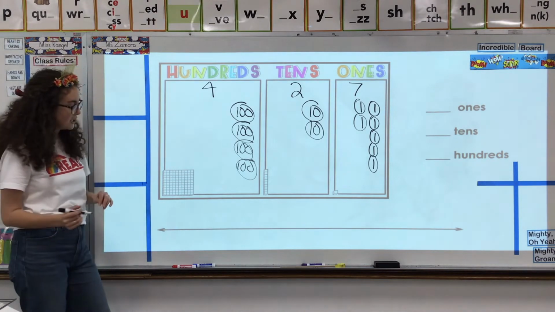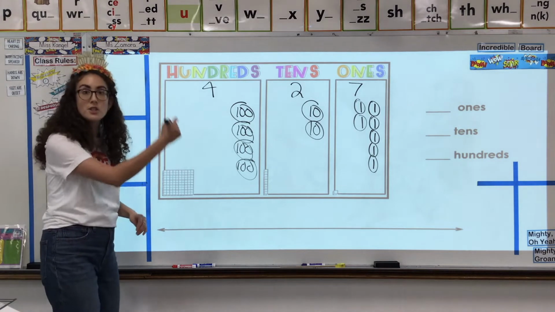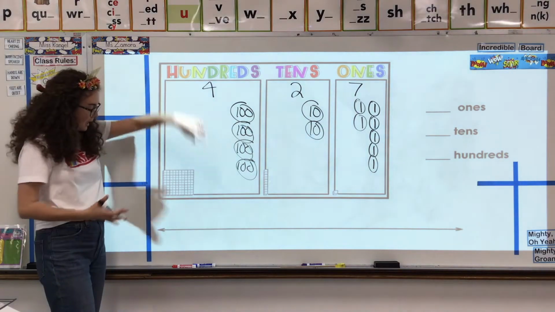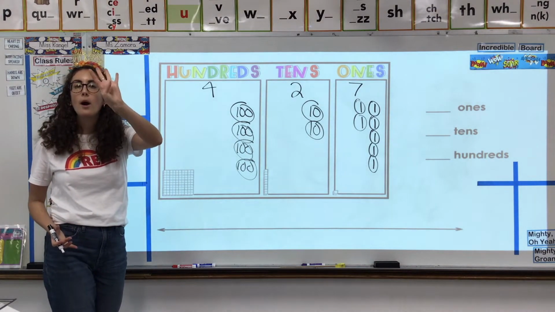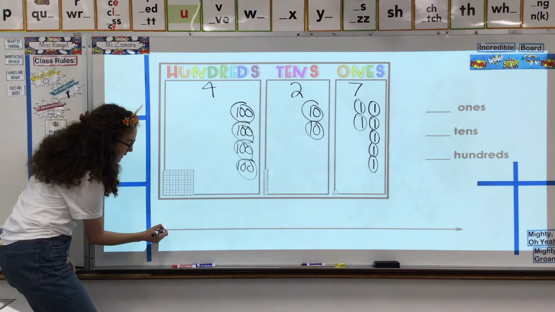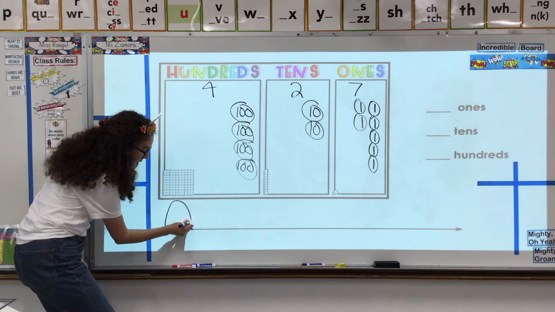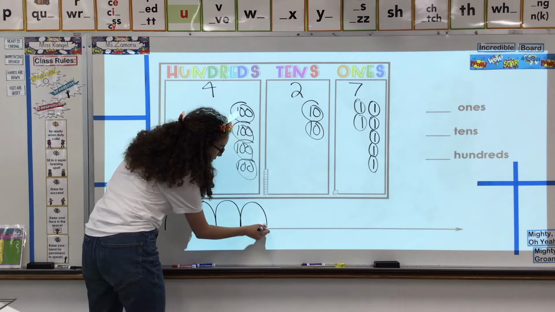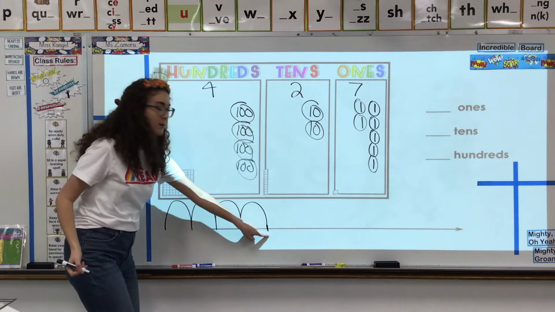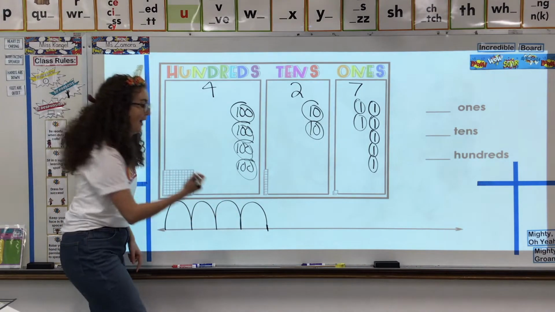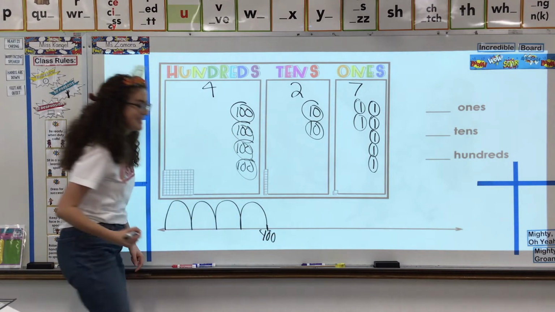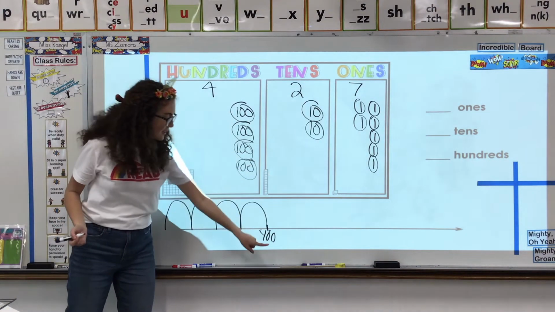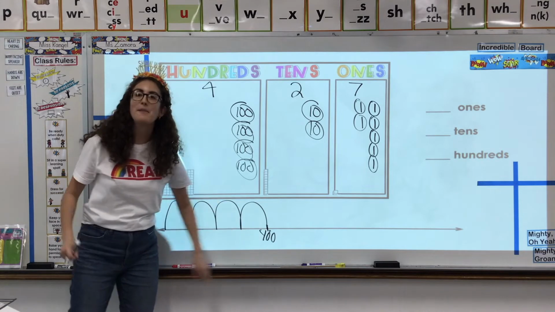4 hundreds. Good job. So remember, our hundreds jumps are going to be the biggest since they're the biggest value. Let's go ahead and count up 4 hundreds. Can you draw with me? Here we go. 100, 200, 300, 400. Good job. What number did we stop at? 400. Exactly, second grade. So when we added 4 hundreds, we got exactly 400.